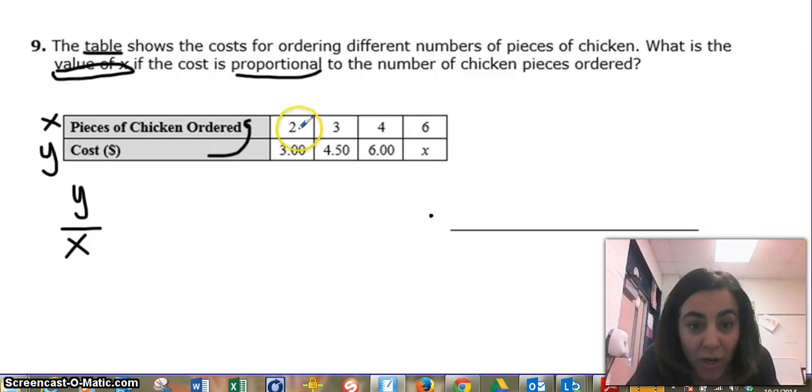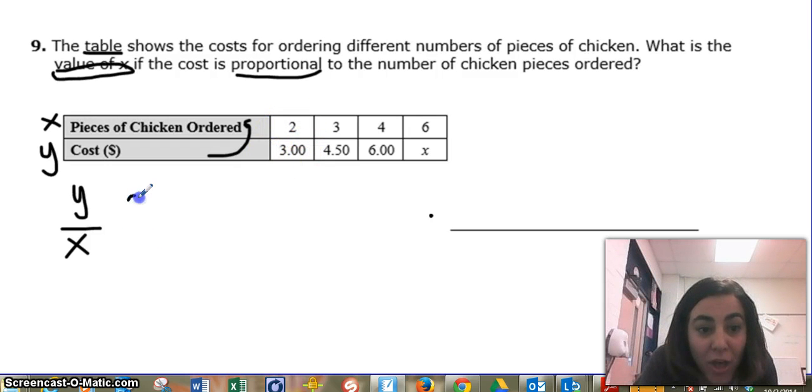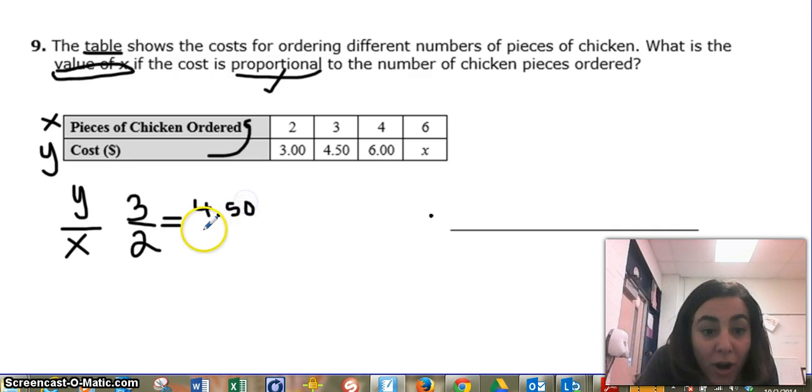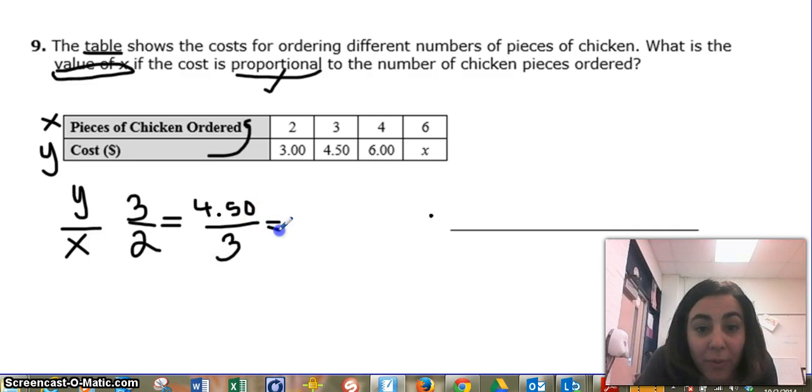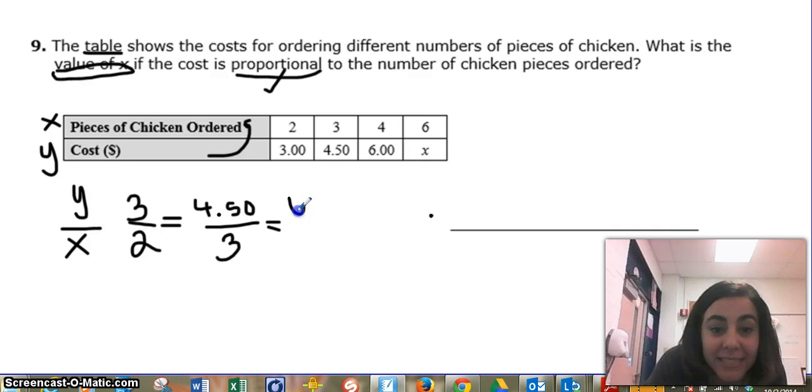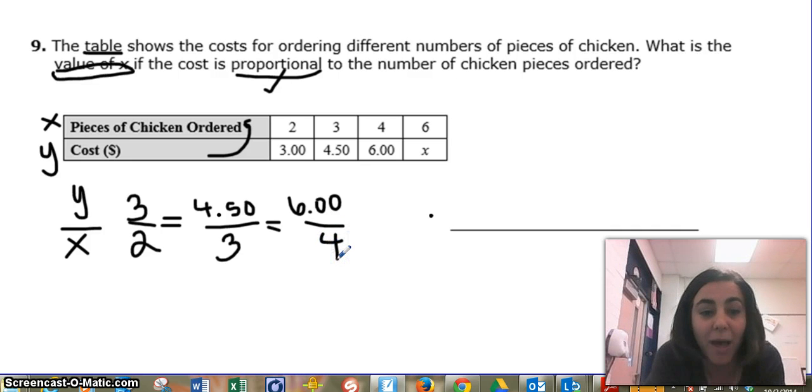So what I'm going to do is start right here with this first one, and I'm going to say $3 per 2 pieces of chicken. And that is going to be equivalent, because that's what this word proportional means. It means equivalent. It's going to be equivalent to $4.50, so I will have to put the decimal and the 50 in here for 3 pieces of chicken. Okay, and so forth. I'm going to come on down over here and I'm going to say $6 for 4 pieces.